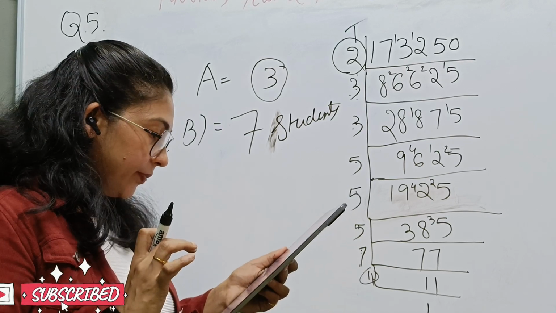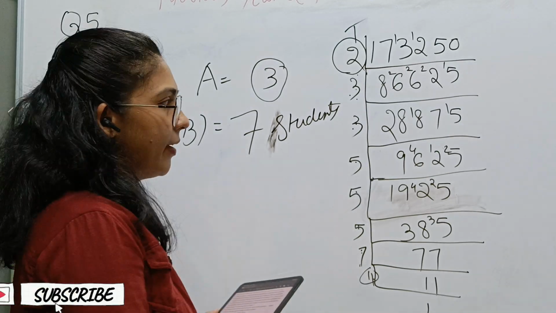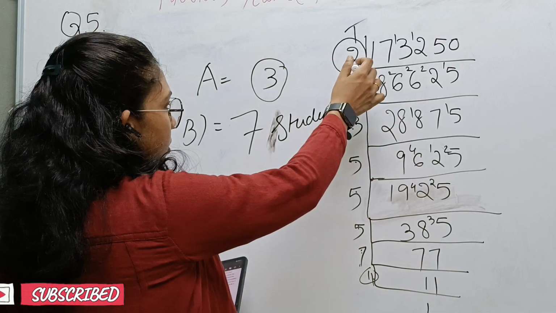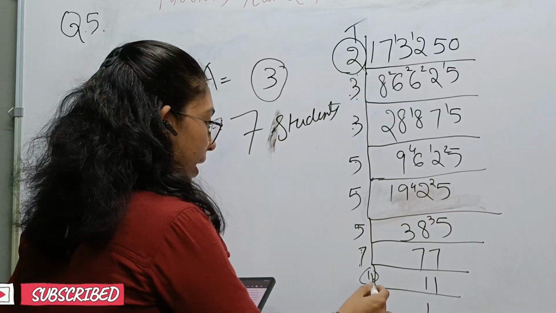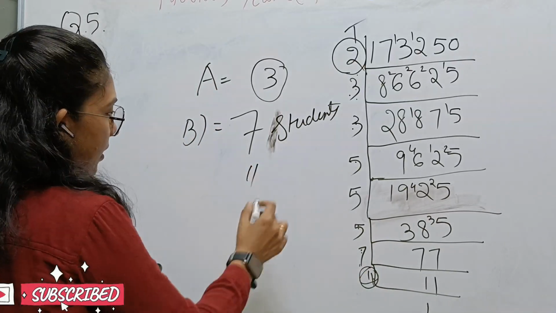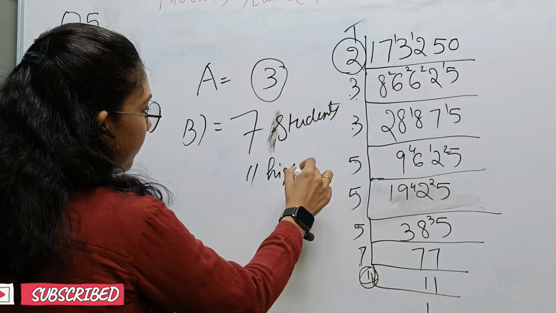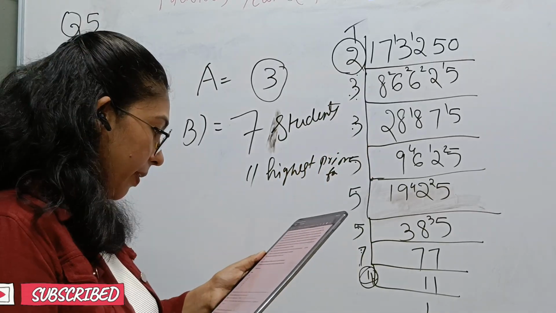And what is the highest prime number used by students? See, that is 2, 3, 5, 7, 11. All are prime numbers and 11 is the highest one. So 11 is the highest prime factor in the number.